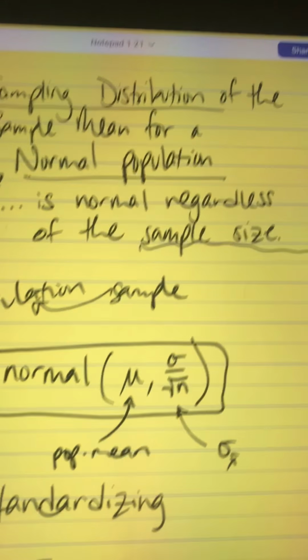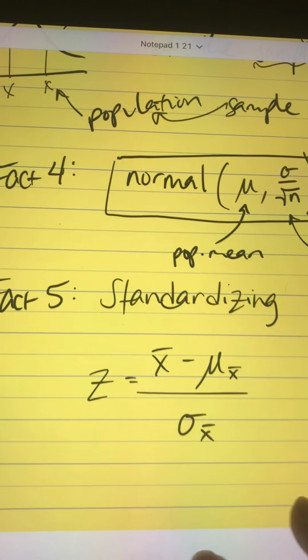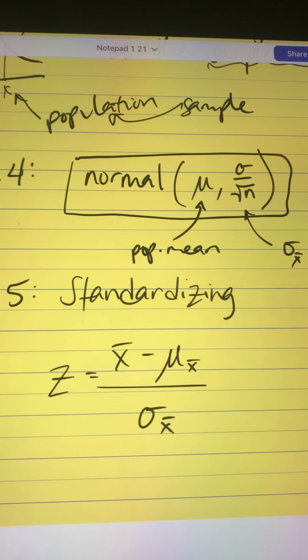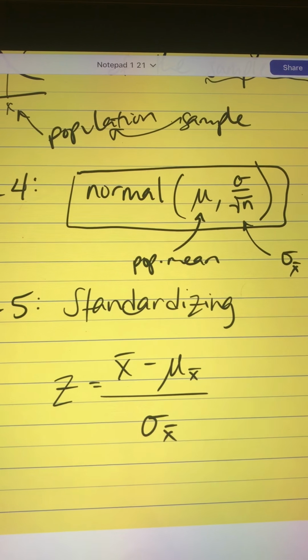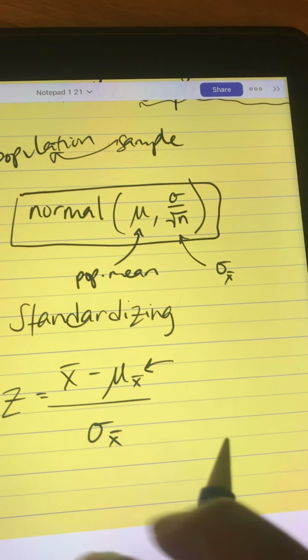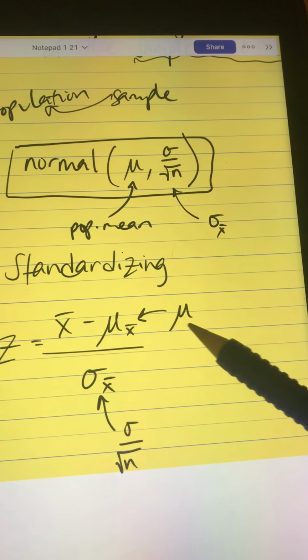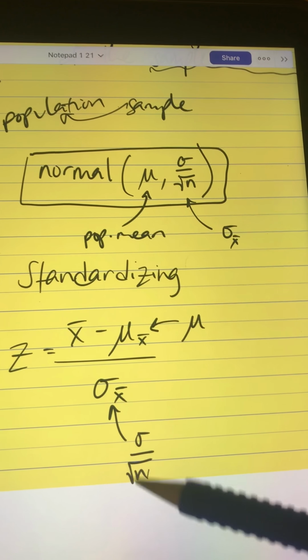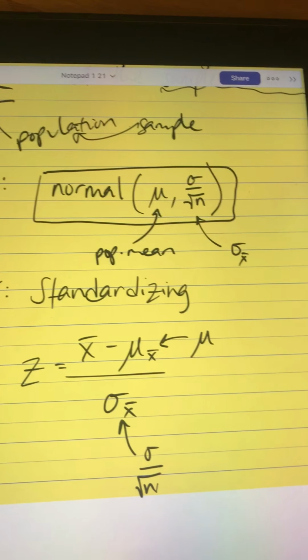Okay. And then fact 5 is that we can standardize just like we did before. Now, the symbols look slightly different just because of these little x bars, but remember, this from fact 1 told us that it's just exactly equal to the population mean. And this one from fact 2 is equal to the population standard deviation divided by the square root of n. So you're going to be given problems that give you these pieces, and you have to know how to plug them in to be able to standardize. And I am going to do an example problem with that.